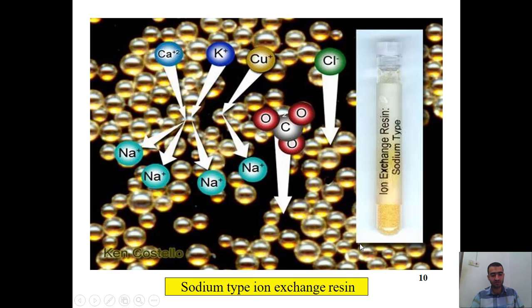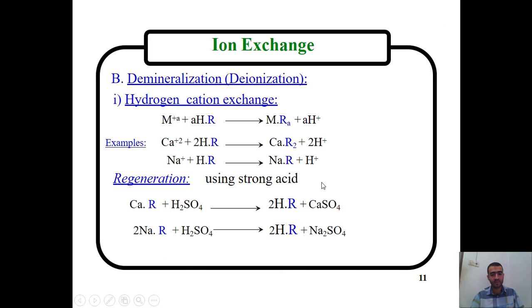So this is the sodium-type ion exchange resin, and it shows how the sodium is released and how the resin will attract other cations from the solution. Okay, how about demineralization, the deionization? It is the same concept. However, we use the hydrogen cation exchange.